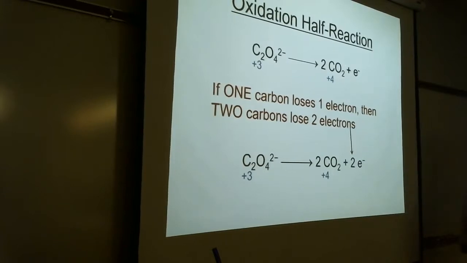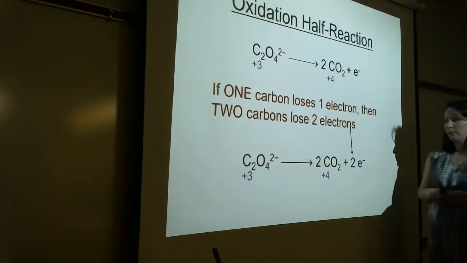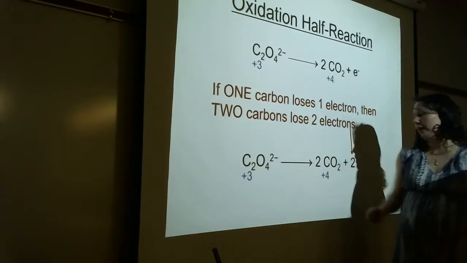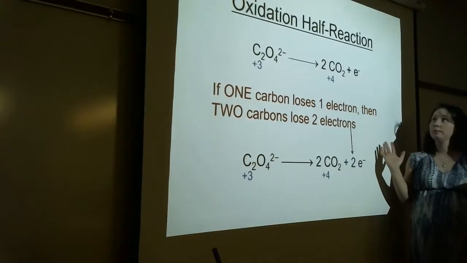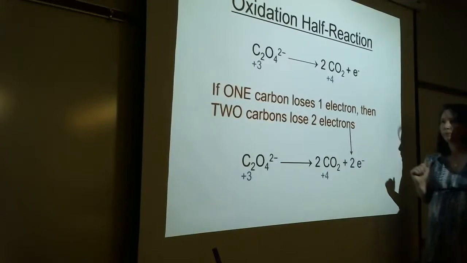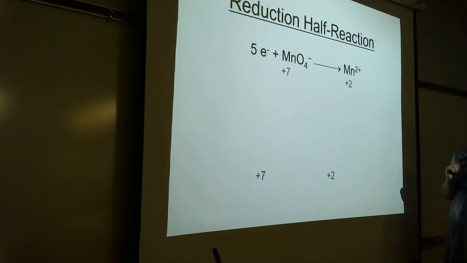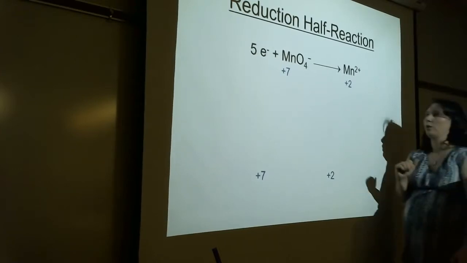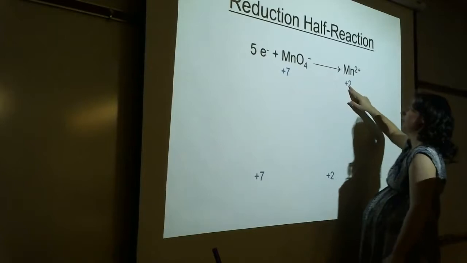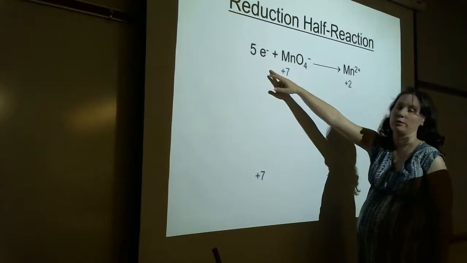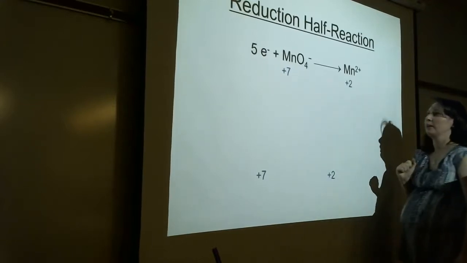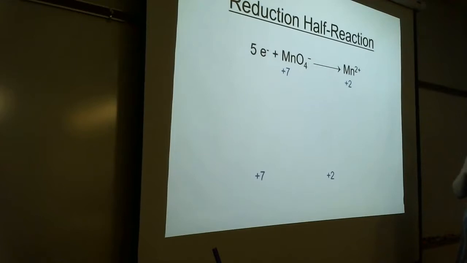So now I ask myself, do I need to add any H2Os? I've got 4 oxygens on this side, got 4 oxygens on this side, so do I need to add any H2Os to this one? No, I'm done with this one. Woohoo! Now let's look at the reduction side. So manganese went from +7 to +2. The only way you can do that is by gaining 5 electrons. You gain 5 electrons, but I've got the oxygen to deal with here.